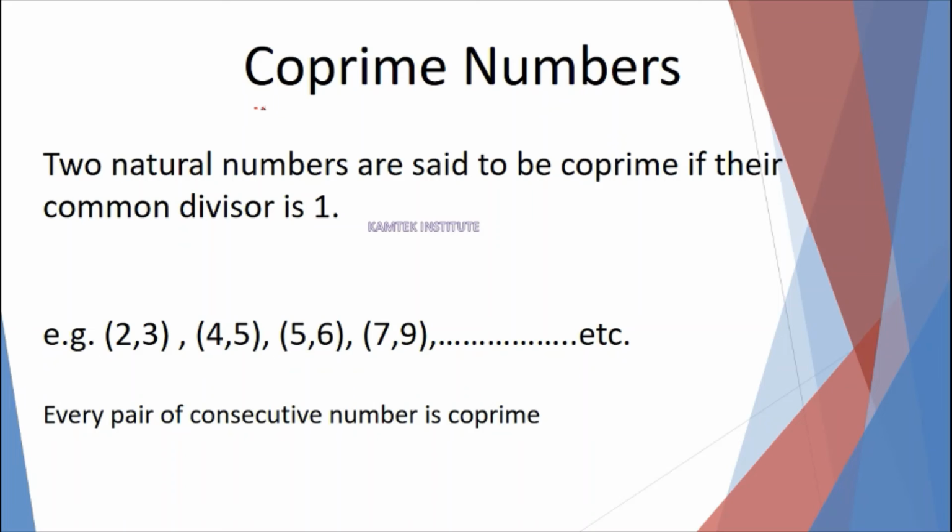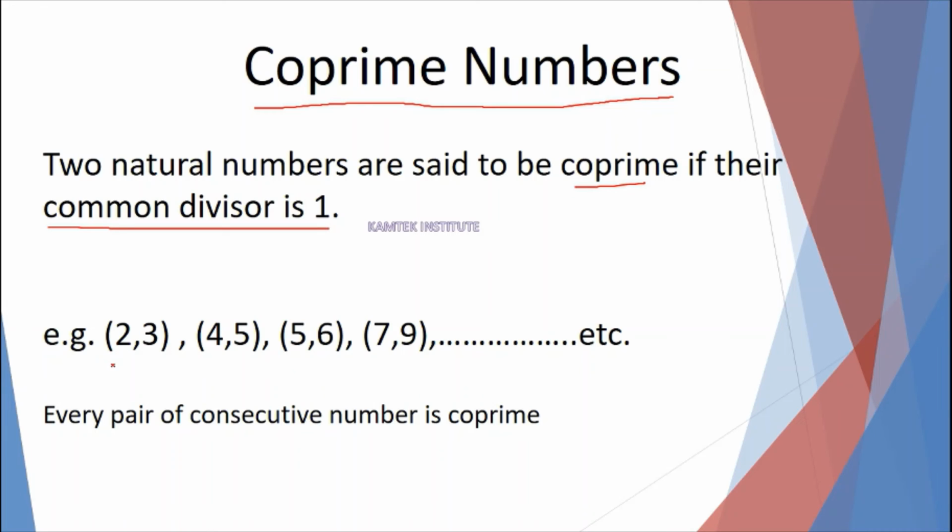So now let us come to coprime numbers. अभी देखते हैं coprime numbers कौन से numbers होते हैं. Two natural numbers are said to be coprime if their common divisor is 1. कोई भी दो काउंटिंग नंबर्स या नेचुरल नंबर्स अगर उनके बीच का जो कॉमन डिवाइजर है सिर्फ 1 है देन दे आर सेड टू बी कोप्राइम नंबर्स.